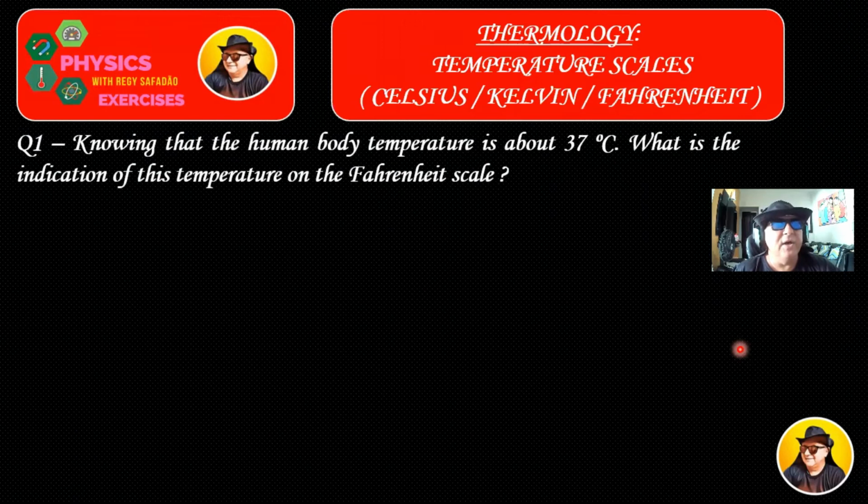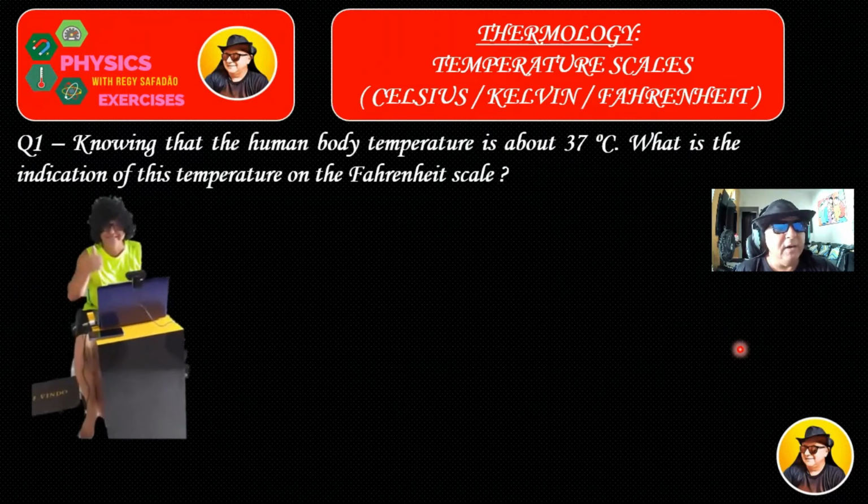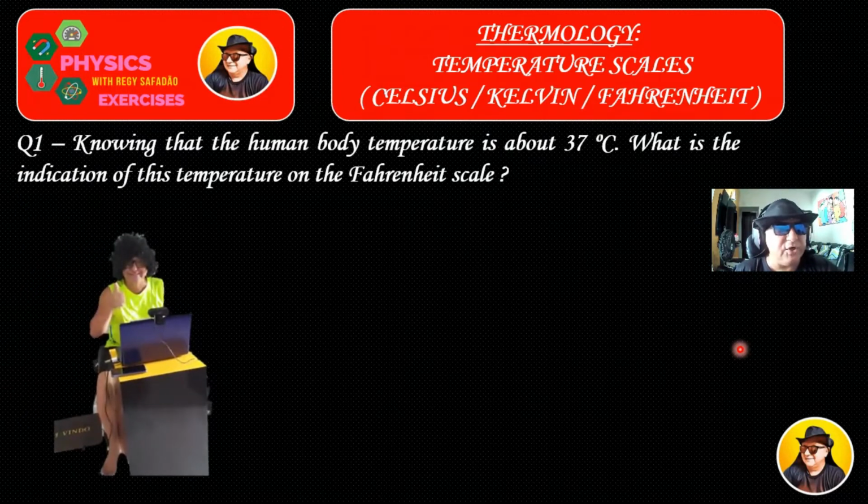So here it is. Knowing that the human body temperature is about 37 degrees Celsius, what is the indication of this temperature on the Fahrenheit scale? Well, we have here an illustrative picture and given, TC was given. TC is 37 degrees Celsius and TF is required.